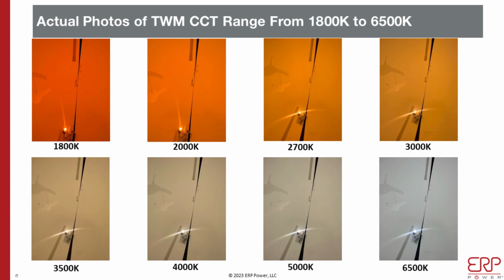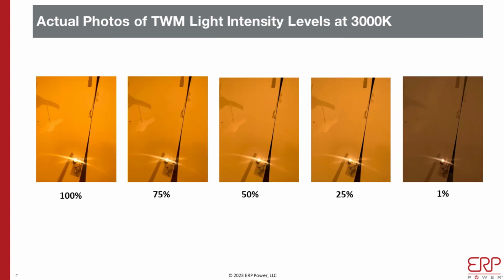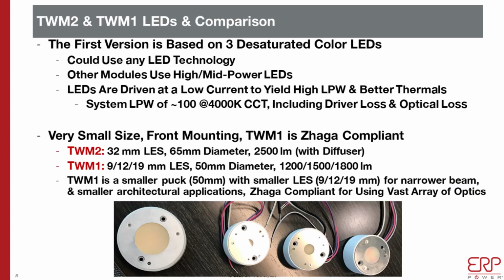Again, this is a regular photo, so it may not be exact, as you know, there are some cell phone picture-taking artifacts involved, but it gives you an idea what the CCT range is. And also the intensity, pretty much the same thing, going from 100% to 1%, or you can go totally off.